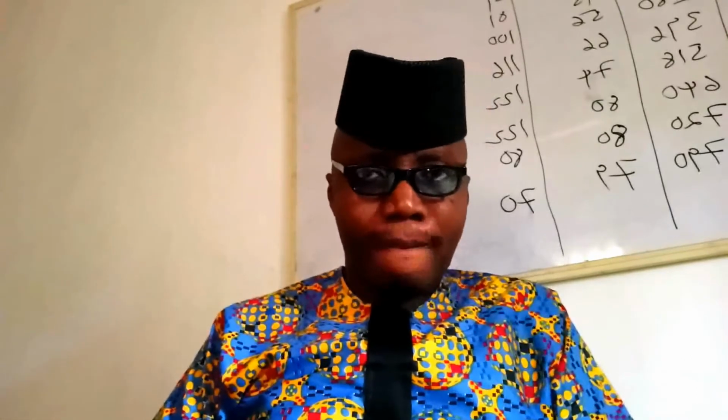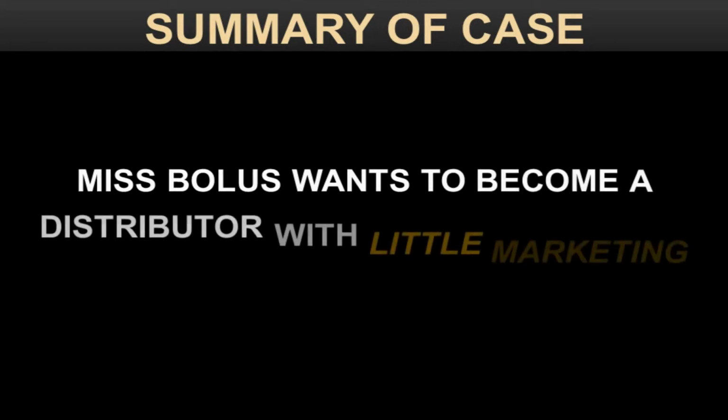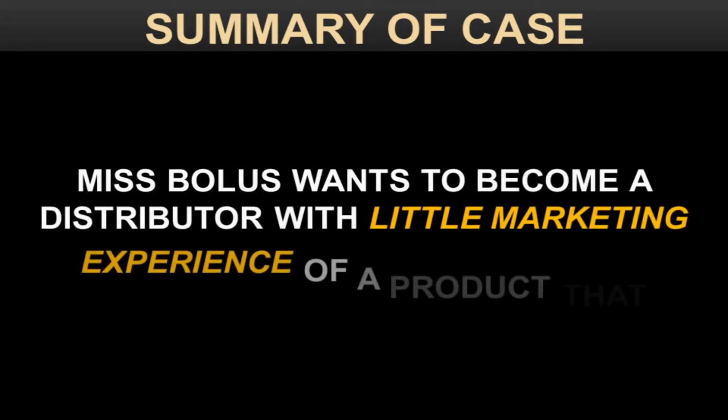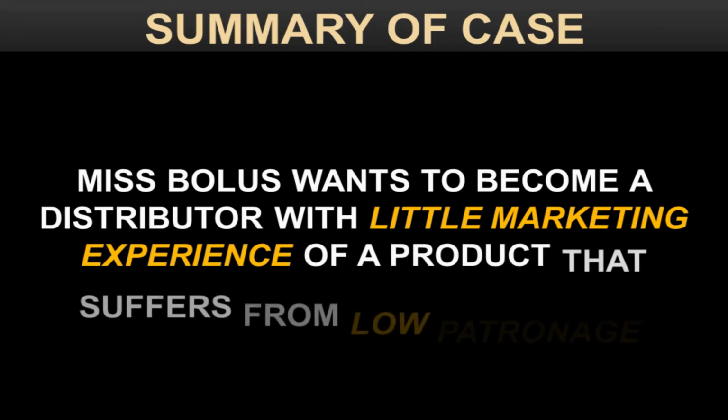With a careful observation of this story, a lot of key points have been raised. So you start first by summarizing the key issues of the story, the central message, in just a simple statement or sentence. Miss Bolus wants to become a distributor with little marketing experience of a product that suffers from low patronage.